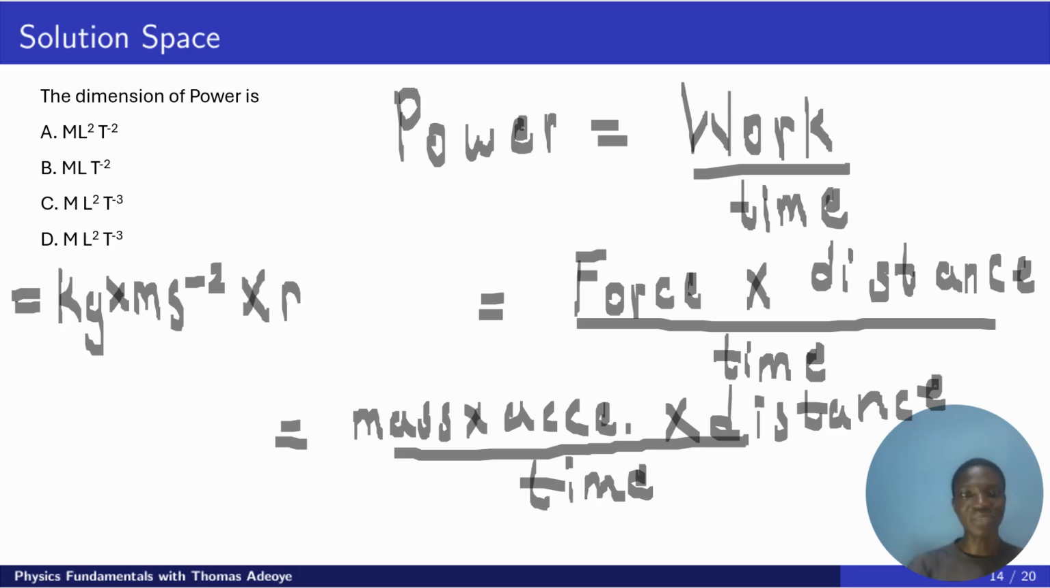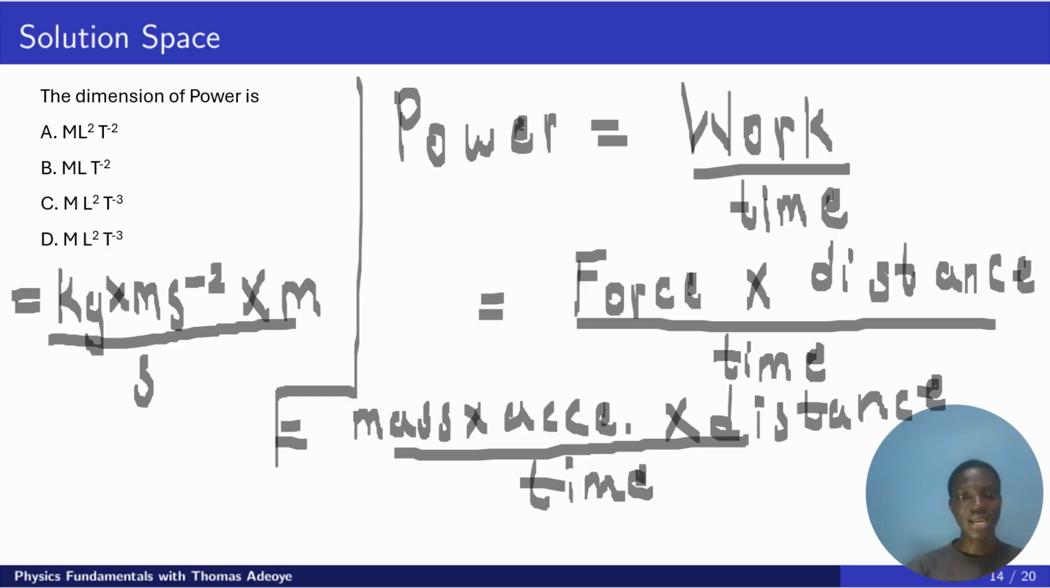Distance is measured in meter. Everything over the unit of time. Time is measured in seconds. Now from here I can try to simplify. We have kg here, this is meter, this is meter, that will be meter squared, m raised to power 2. Now this is s raised to power minus 1 divided by s.